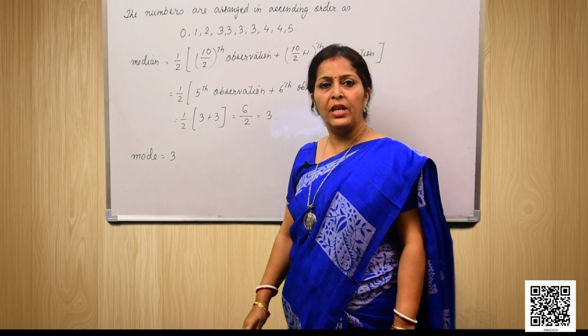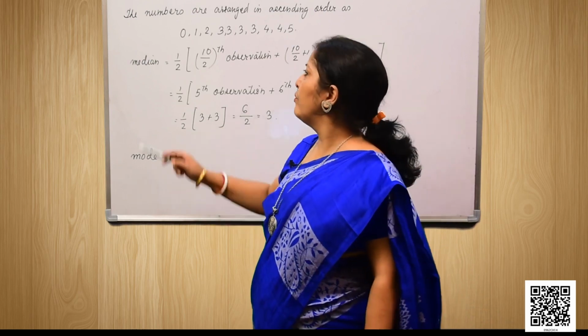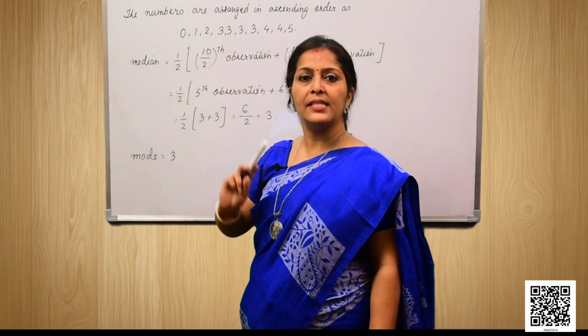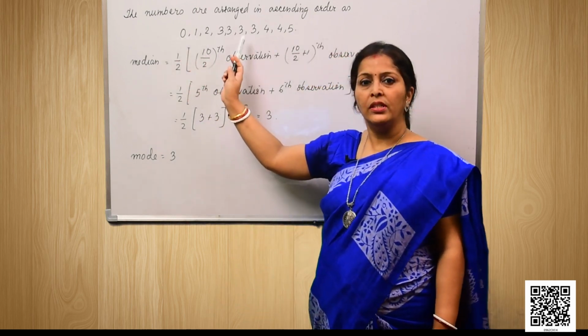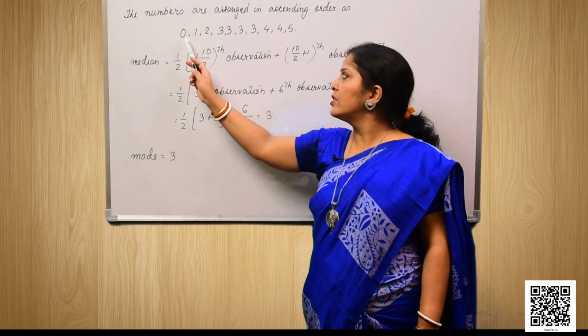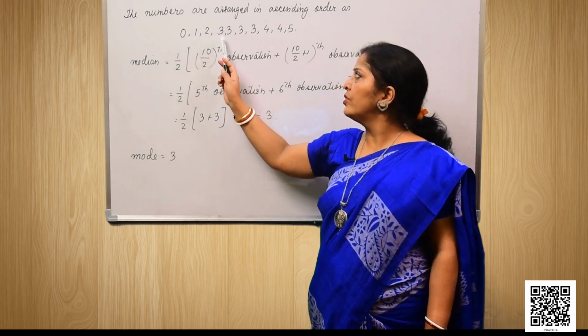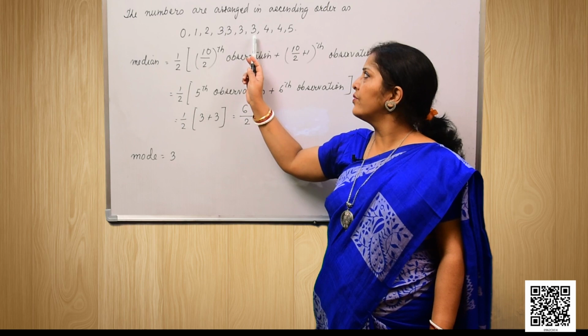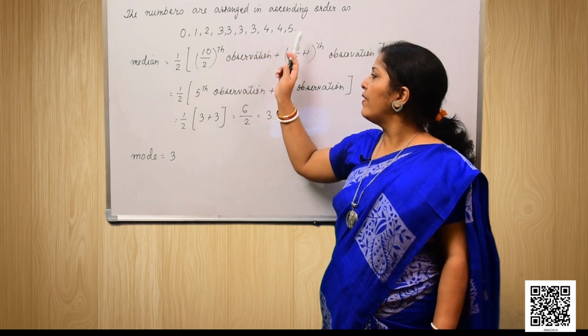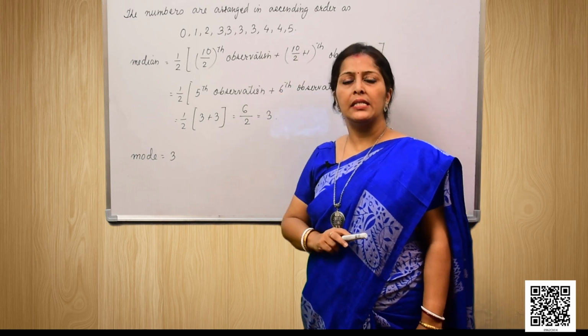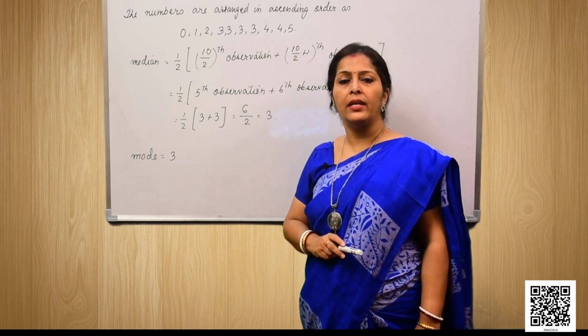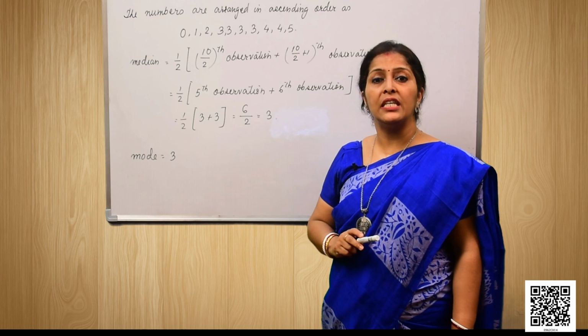Next we come to median. Now to find the median, we need to arrange the numbers in ascending order. After arranging the numbers in ascending order, they look like this: 0, 1, 2, 3, 3, 3, 3, 4, 4, 5. Now since here the number of terms is 10, that is n is 10, which is even.